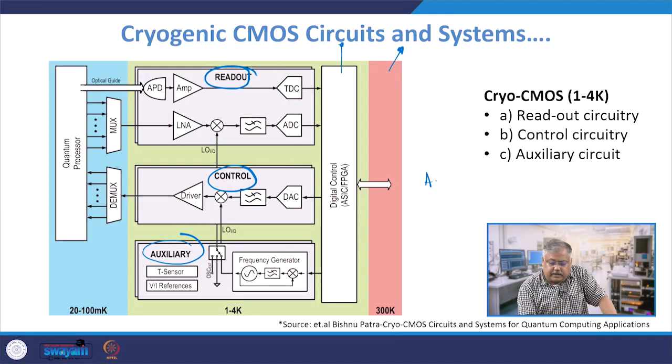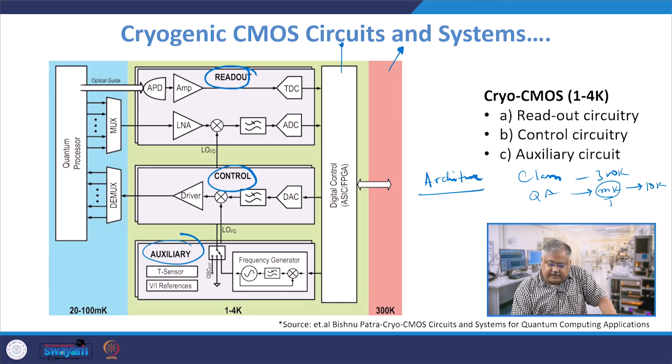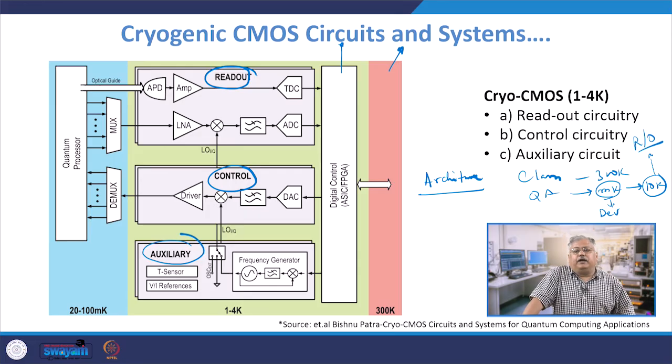Let me recapitulate what we studied till now. We looked into the quantum architecture, and we saw that the classical architecture is sitting at 300 Kelvin and the quantum architecture is sitting somewhere from a few millikelvin to maybe 4 to 10 Kelvin. This is where your quantum devices are kept, and this is where your readout and auxiliary circuits are kept. What you should be aware of in the coming weeks is how we are going to read the state of a qubit. That is what we are trying to do in the subsequent lectures.